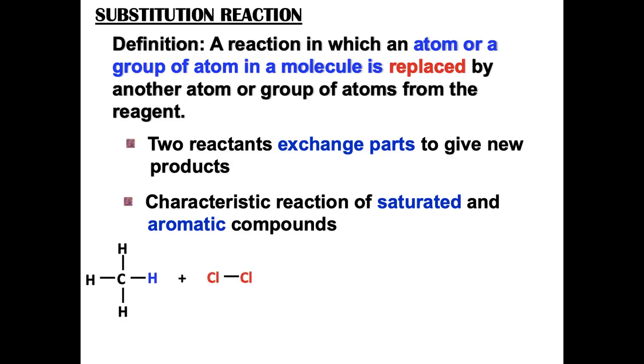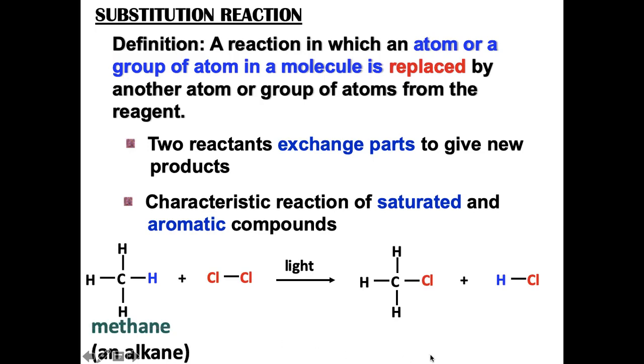The example shown here is saturated compound. So we have alkane react with Cl2 in the presence of light. So this hydrogen is substituted by one chlorine atom. So it is called substitution reaction. And you'll get the byproduct of HCl.